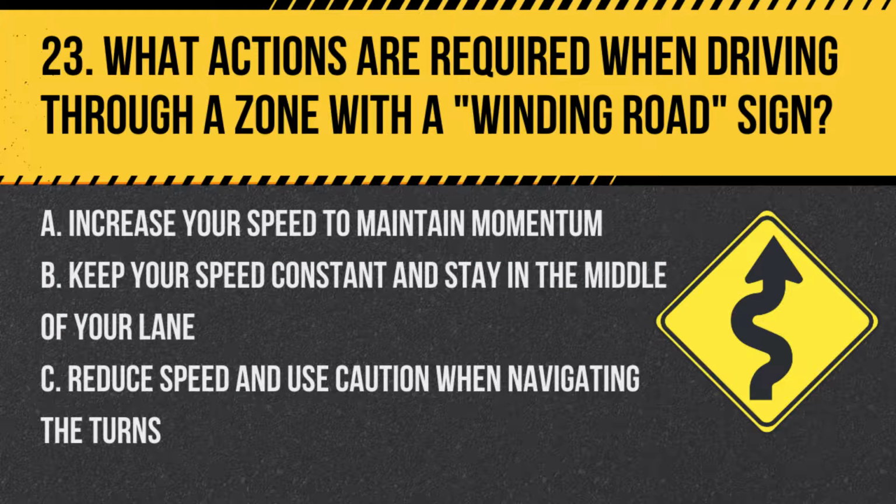Question 23. What actions are required when driving through a zone with a winding road sign? A. Increase your speed to maintain momentum. B. Keep your speed constant and stay in the middle of your lane. C. Reduce speed and use caution when navigating the turns. Answer C. Reduce speed and use caution when navigating the turns. A winding road sign indicates a series of turns or curves ahead, and reducing speed is necessary for safe navigation.